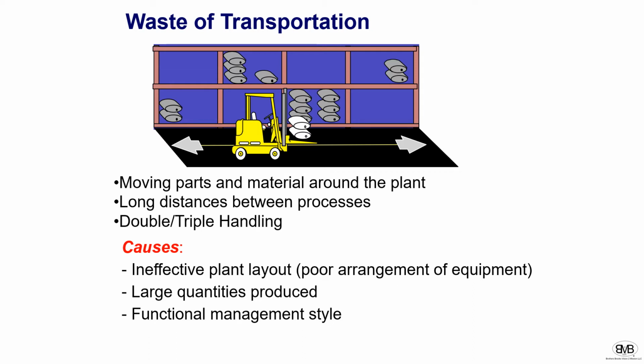Waste of transportation: moving parts and material around the plant, long distances between processes, double or triple handling. Causes of this: ineffective plant layout or poor arrangement of equipment, or an office setting with poor arrangement of setting, large quantities produced, or functional management style.